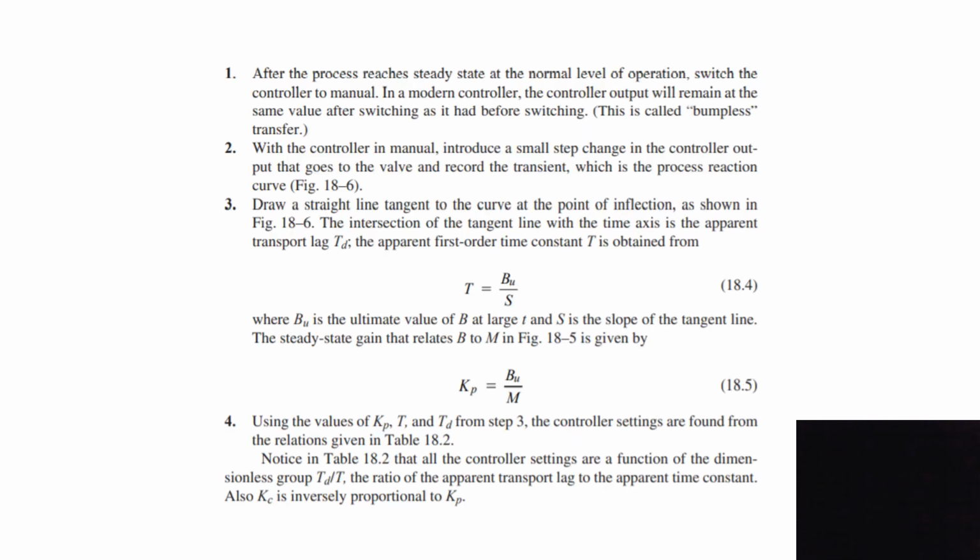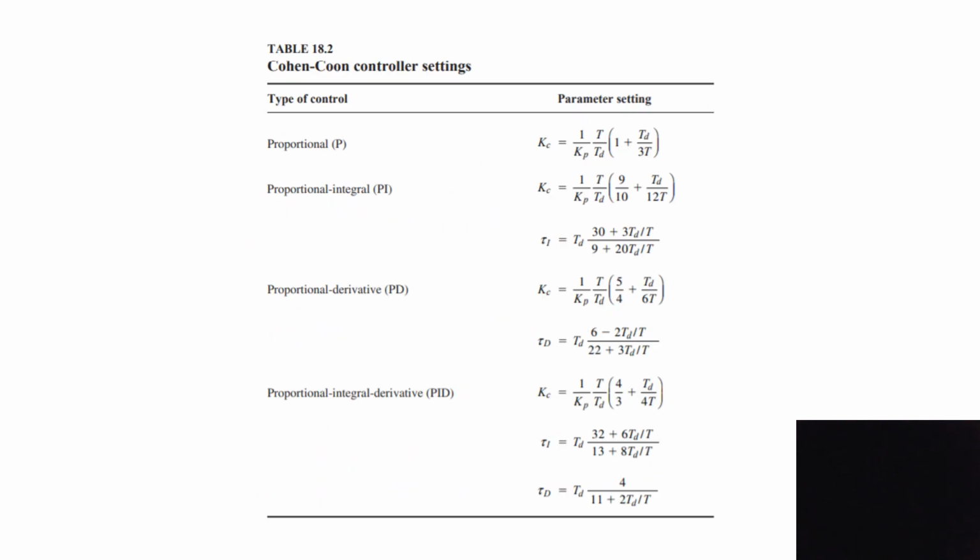Here we compute Kp, which is Bu by M. Bu is the ultimate output of the process, and M is the step input. T is Bu by S. Once you compute the slope, using the slope one can compute the apparent time constant and Kp, and the delay time can also be determined. Knowing these three parameters, one can design the controller using the controller settings proposed by Cohen and Coon for different controllers like proportional, proportional plus integral, proportional plus derivative, and proportional plus integral plus derivative.